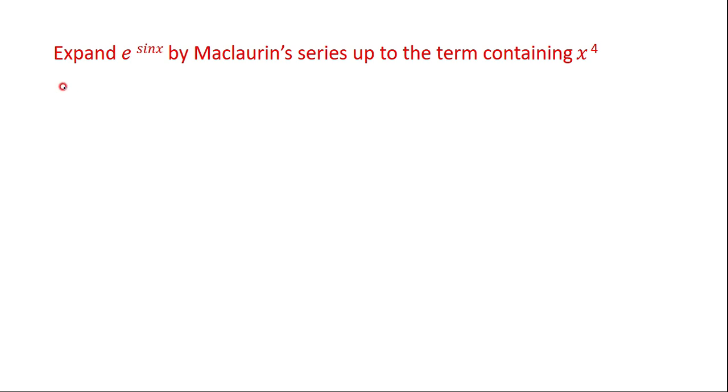The Maclaurin series up to x raised to 4 is given by y of x is equal to y of 0 plus x y1 of 0. Here y1 of 0 stands for the first order derivative at x equal to 0. Similarly, the next term is x square by 2 factorial y2 of 0, where y2 stands for the second order derivative at 0.